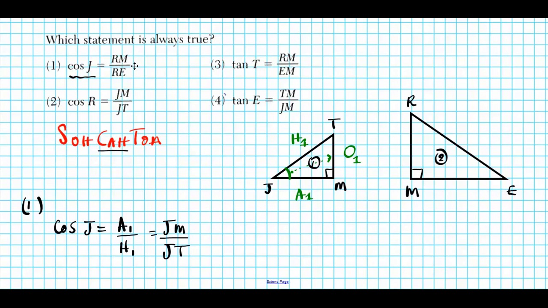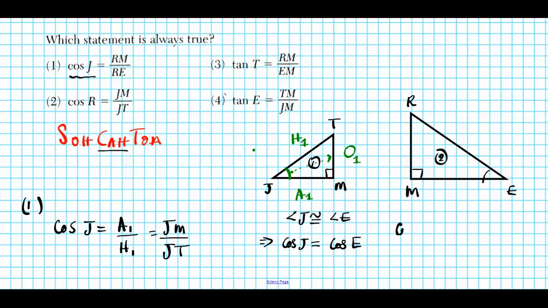That's not what we have here, but we also know that angle J is congruent to what? Angle J is congruent to angle E, because they are corresponding angles. So it follows that cosine J is equal to what? Cosine E. Okay, so let's set up what cosine E is and then set it equal to cosine J and see if that's what option 1 is.